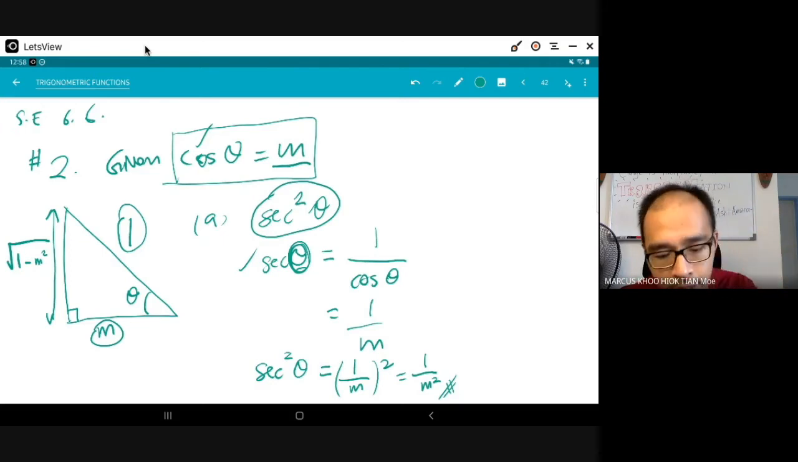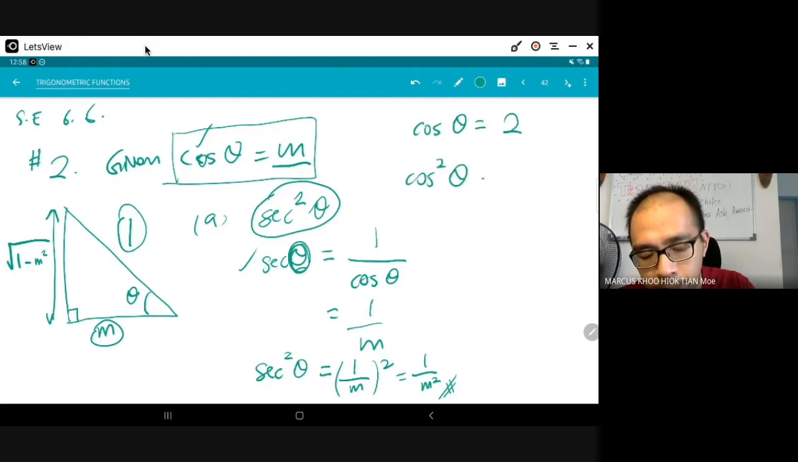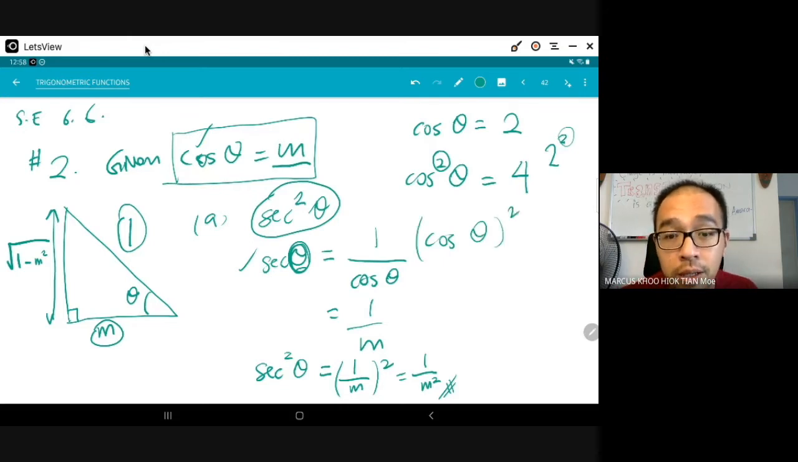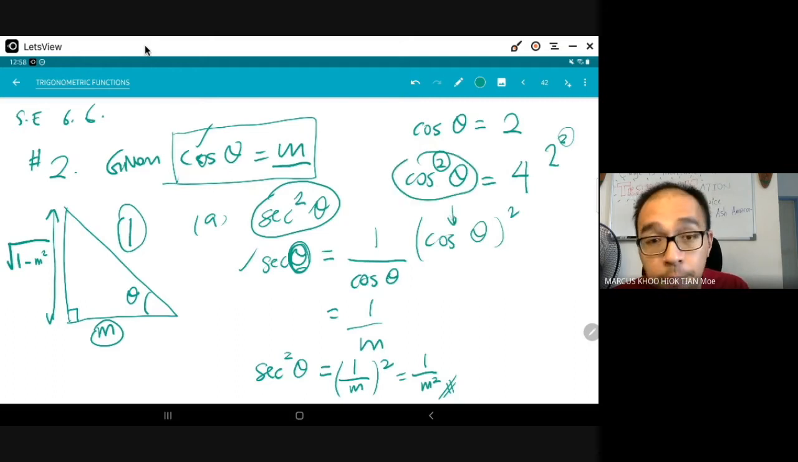For example, if let's say cos theta equals 2, what is cos squared theta? Okay, cos squared theta will be 4 because it is 2 to the power of 2. So it's very strange to us at the beginning because the square is suddenly in the middle. Usually we are very used to the square being at the end, so you think it is cos theta squared like this. But actually it is written like this.